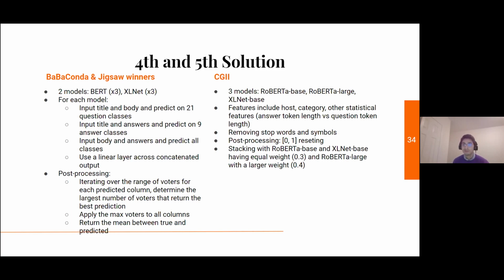They also look for specific domain-specific words and symbols, so they removed those ones. And with post-processing, they said 0 and 1 resetting. I'm going to assume that means thresholding, and they didn't mention anything further other than that. And then they mentioned stacking with those 3 models, with the RoBERTa and XLNet base getting 0.3 and the RoBERTa large having the largest weight, which was 0.4.